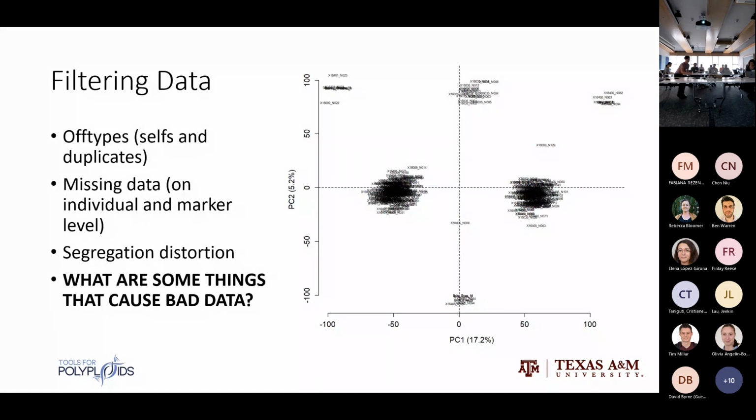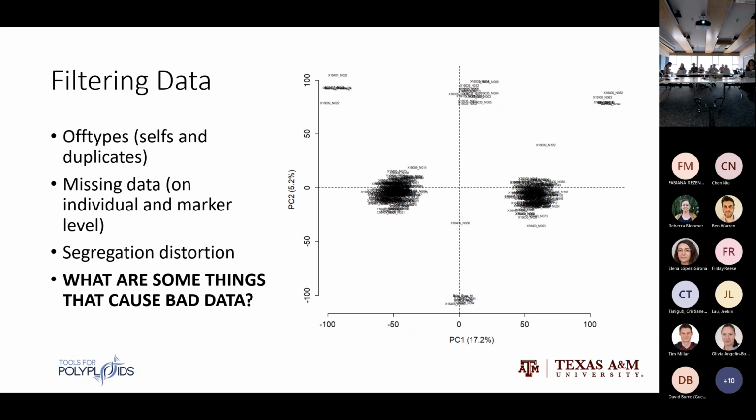So for filtering data, typically in an experiment, a lot of times you have off types, or you have duplicates, or you have things that just don't belong. This is an example from the mapping populations I talked about at RGC for black spot or COSPR. This is the raw data when I got it back. What you see here is a principal component analysis of the genotypic data. And what you see is a triangle.